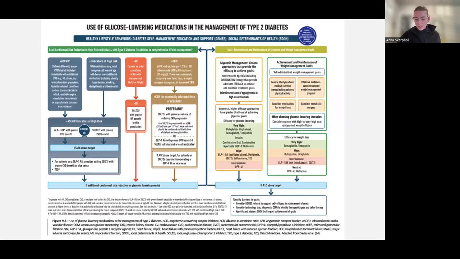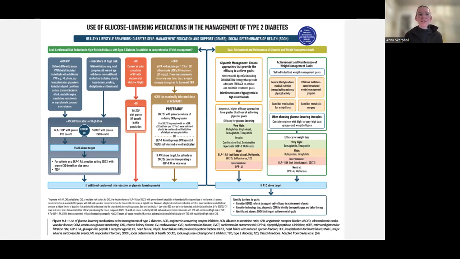And so here is the nice chart that I was talking about. There's so much information in this, and I'm sure it's showing up small on your screen, so it might be difficult to see, but the title of this table is the use of glucose-lowering medications in the management of type 2 diabetes. And it takes into consideration all sorts of chronic diseases and how that's going to play into our diabetes treatment, in a really nice visual way that I find is easy to follow.